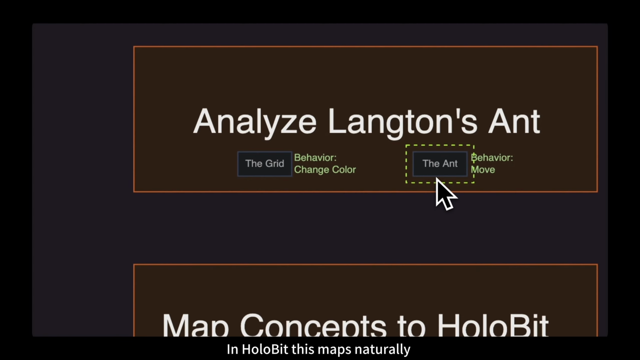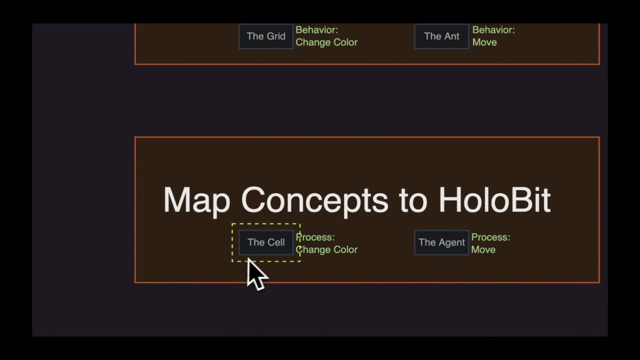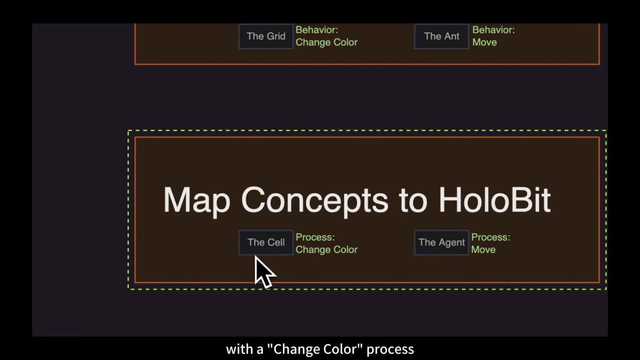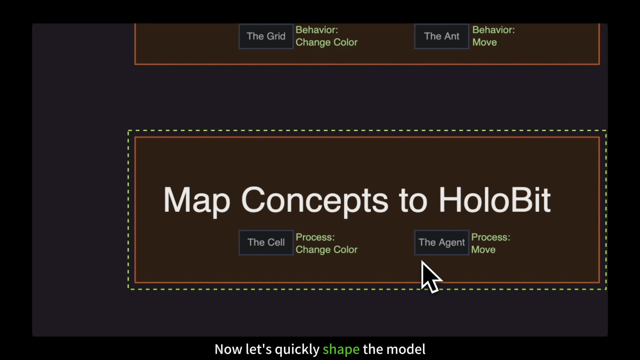In HoloBit, this maps naturally because it's intuitive, agent-based, and process-driven. The grid becomes a cell entity with a changeColor process. The ant becomes an agent entity with a move process. Now let's quickly shape the model.